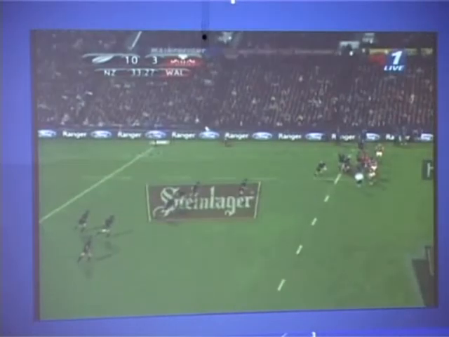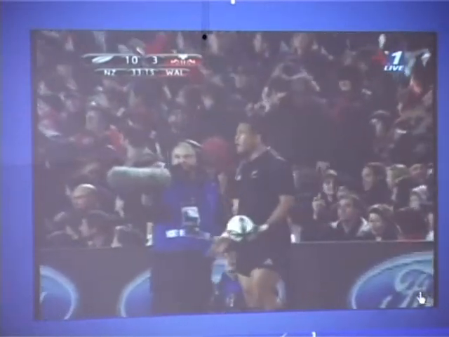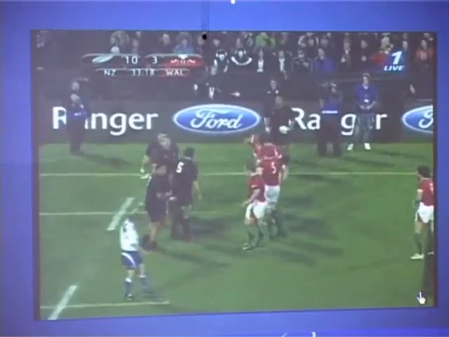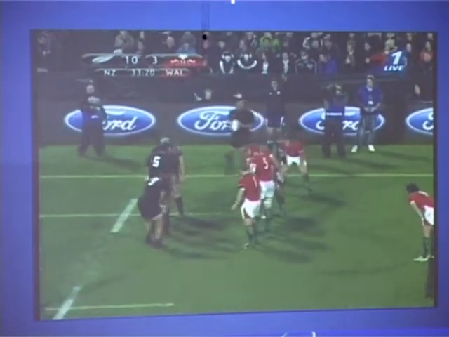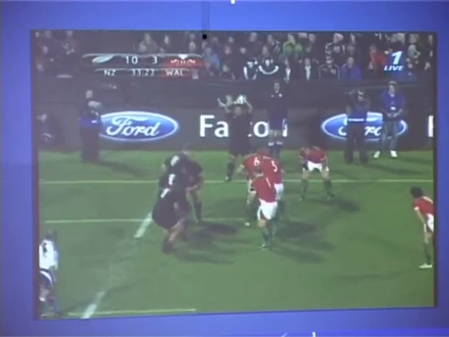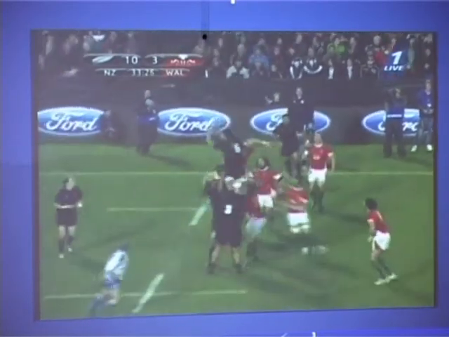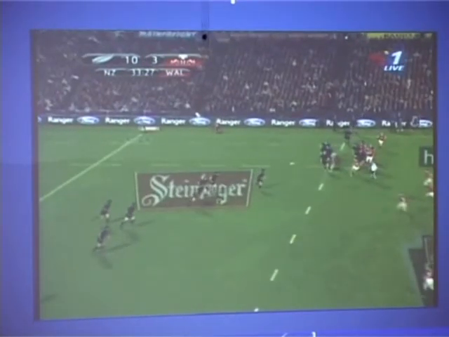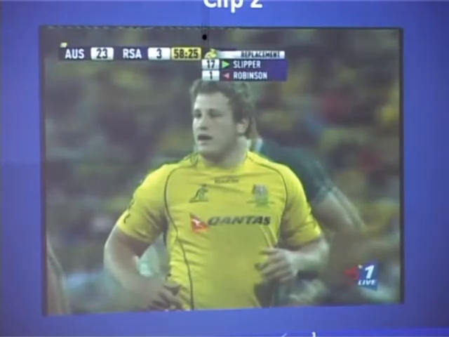Picked up anything, refs? I'll play it again. Look at the gap and look at the hooker throwing in. What will you do if you're AR and you sit with that scenario? What did you pick up there? Throwing hooker? Check. Check again.